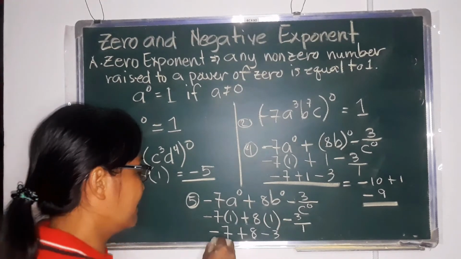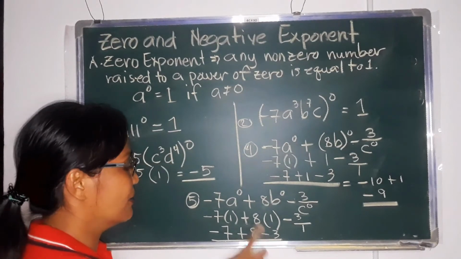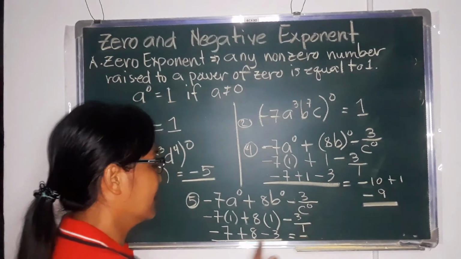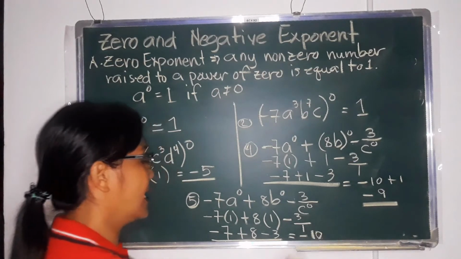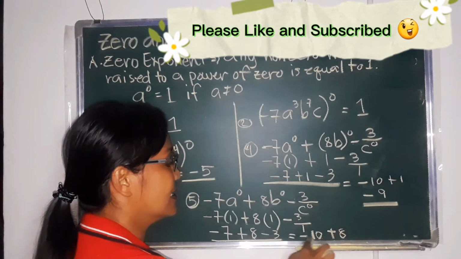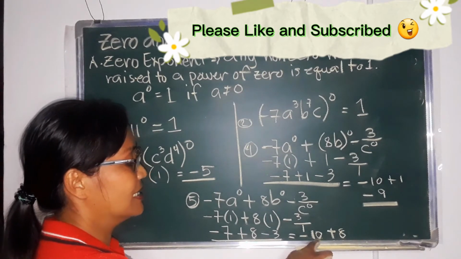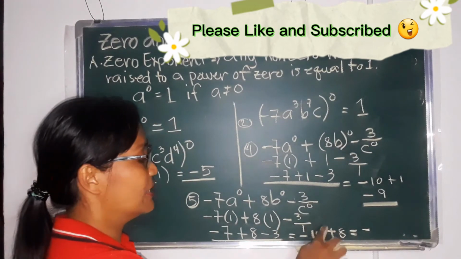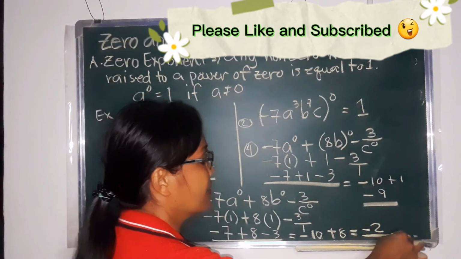Next step, simplify. Okay, so combine the numbers with negative signs or like signs. So negative, negative, just copy the sign negative. 7 plus 3 is 10. Why do we need to add? Because they have the same sign. Next, positive 8. Since they are unlike signs, copy the sign of the greater value. The greater value is 10. The sign is negative, so the answer is negative. Then subtract the numbers. 10 minus 8 is equal to 2. Therefore, our answer is negative 2.